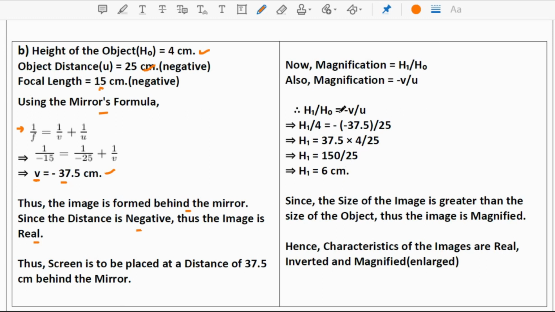Since the distance is negative, the image is real. Now we know the magnification formula, H1 by H naught is equal to minus V by U. H1 by 4, where 4 is the height of the object, minus V, minus of minus 37.5, which we got just now, by U. U is nothing but the object distance, 25. So H1 is equal to 6 centimeters. Students, here the size of the image is greater. 6 is greater than 4. Therefore, the image will be magnified. Characteristics of the image are real, inverted, and magnified.